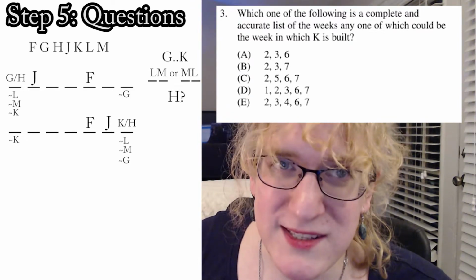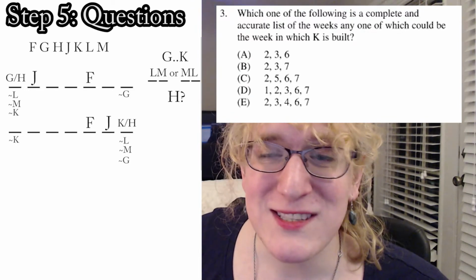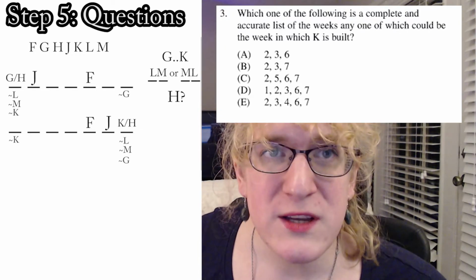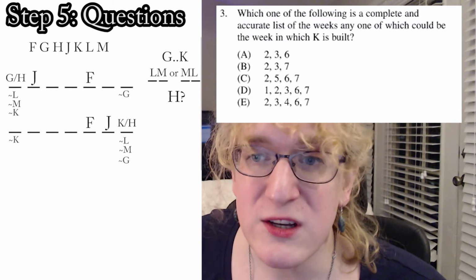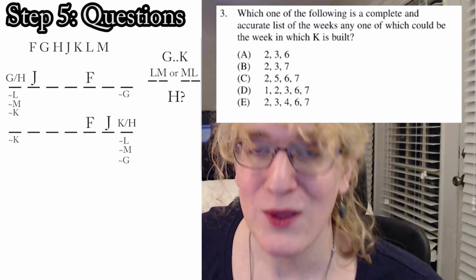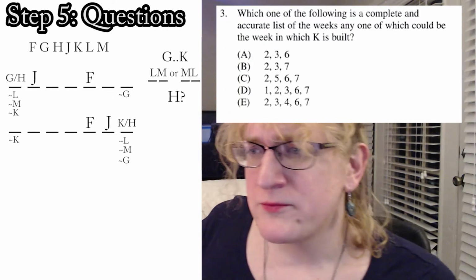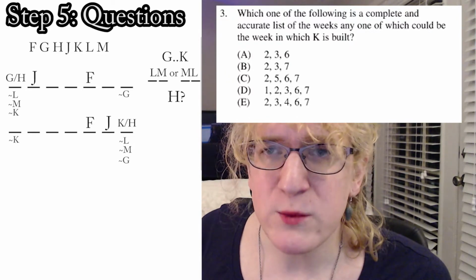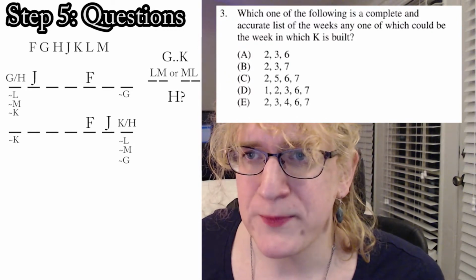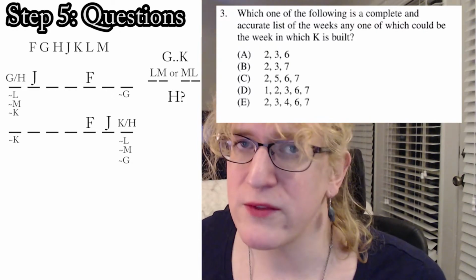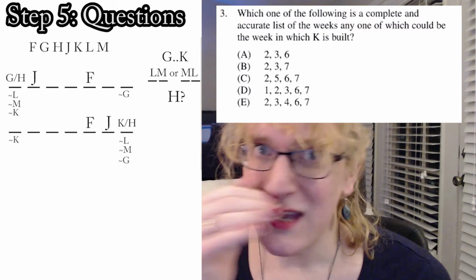So this is real messy. All it's really trying to say is, when could K be built? Which weeks could K be built in? So let's just look at our master sketch. K can't be first. We know that because G has to come before it. And K can't be fifth because F is there.